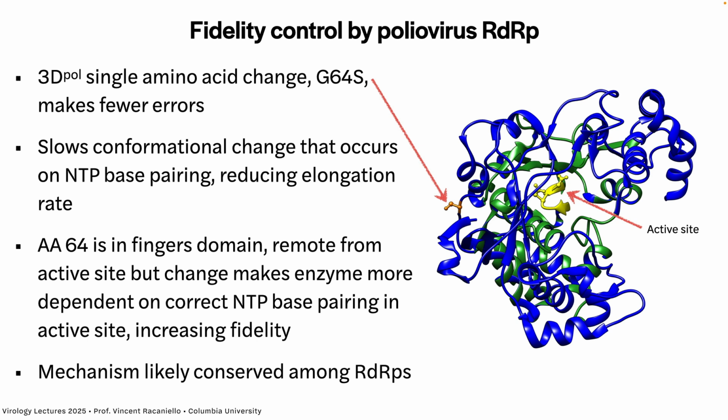So here's the polio polymerase on the right. There's the active site in yellow. And on the back, this single amino acid 64, if you make a change from G to S, the enzyme makes fewer errors. What it does is slow the conformational change that happens on base pairing. It reduces the elongation rate. And this is interesting because it's in the fingers domain. It's remote from the active site, but it makes the enzyme more dependent on correct base pairing of the NTP in the active site, and that's why it increases the fidelity. And this seems to be conserved among other RNA polymerases as well.